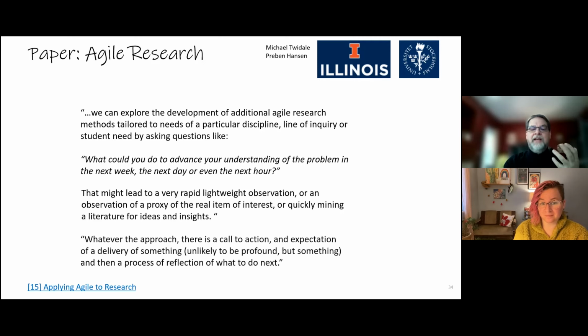So they give great examples. Mining the literature, maybe I just need to refresh what it says. Maybe, but whatever the approach, there is a call to action, an expectation of delivery of something. It's unlikely to be profound, but something. And then a process of reflection on what to do next. This is the iterative process.